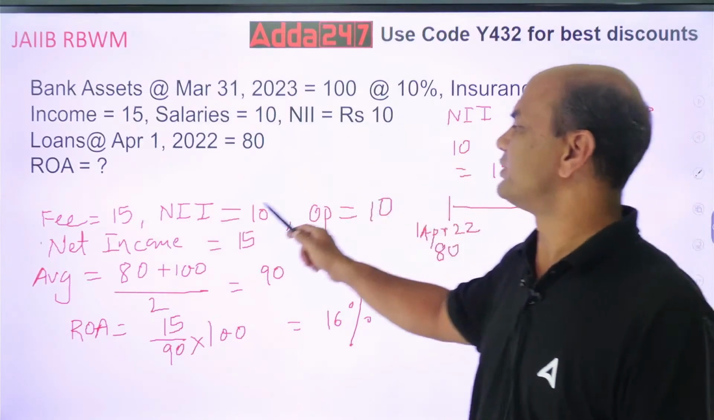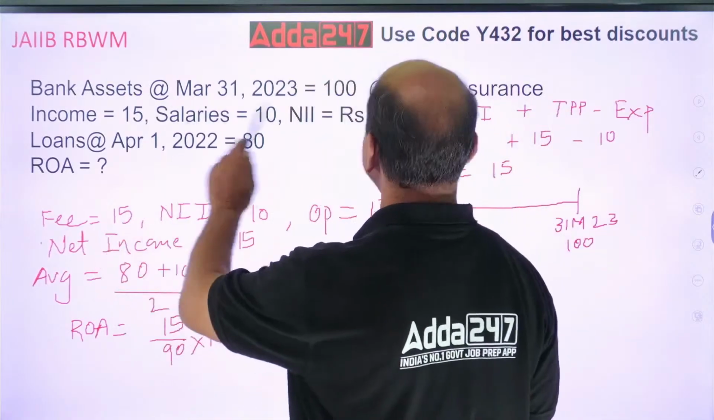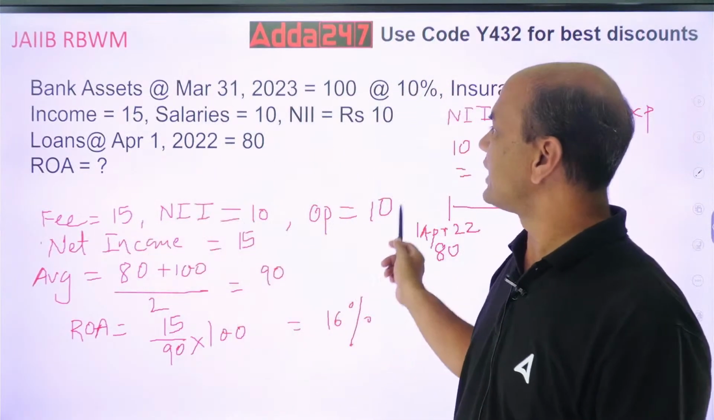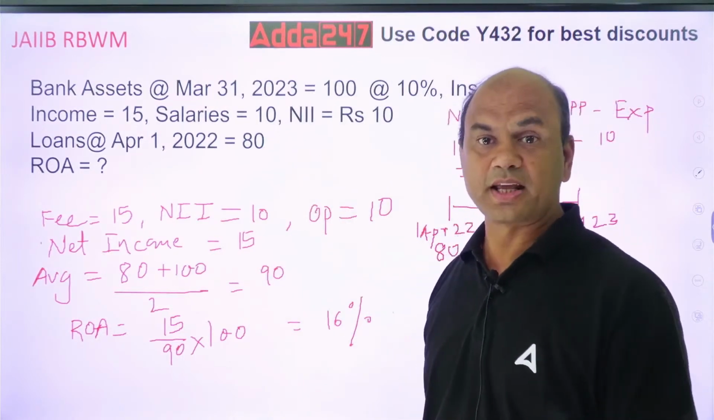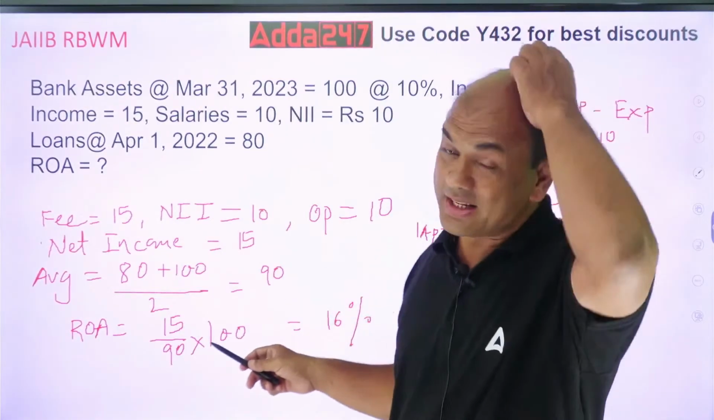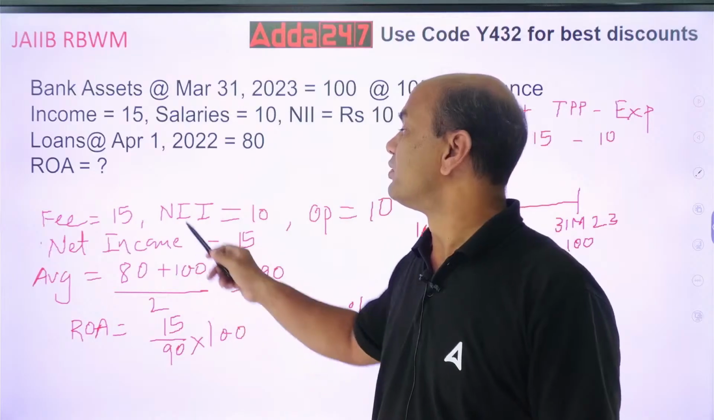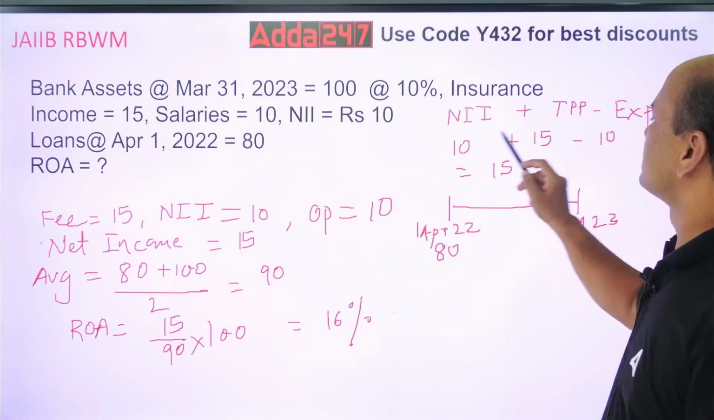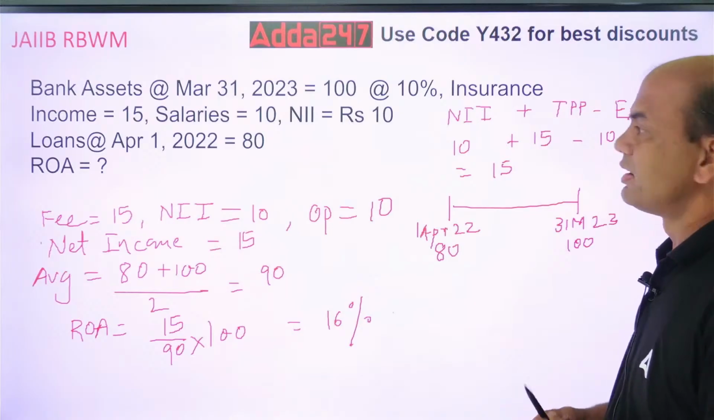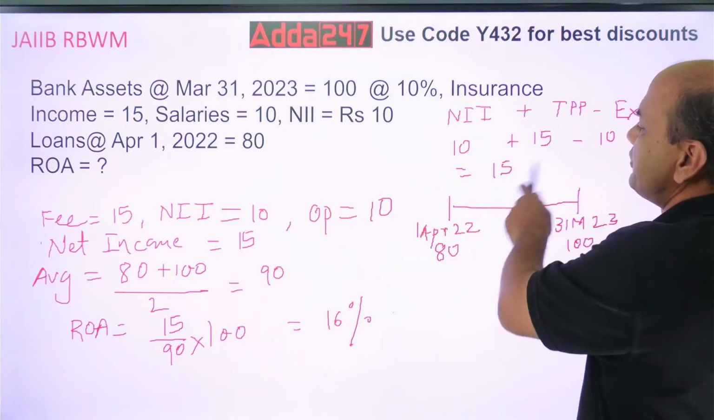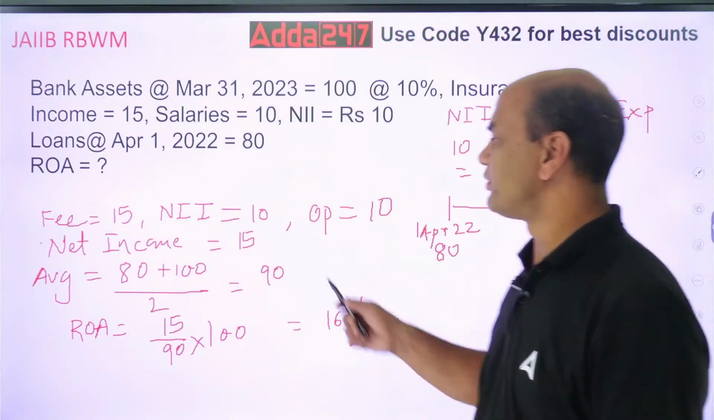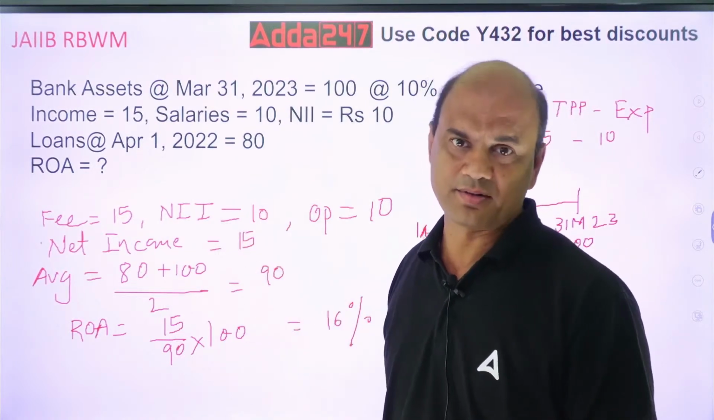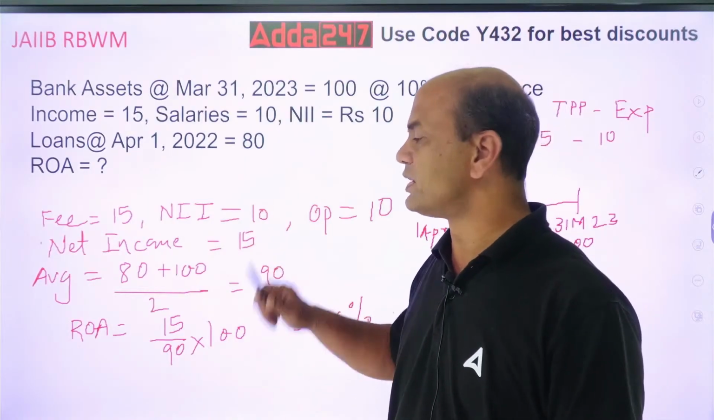NII is given as 10 rupees. Fee income is given as 15 rupees, the insurance. Then my operating expenses were given as 10 rupees, salaries. So my net income equals NII plus fee income minus expenses: 10 plus 15 minus 10, so my net income becomes 15 rupees. You can consider them in lakhs, crores, anything. I have taken simple figures so that you understand it.